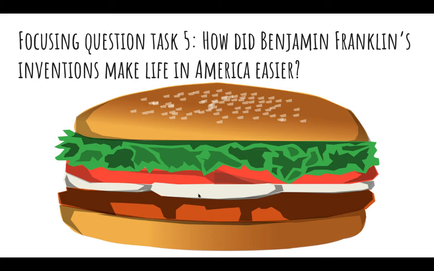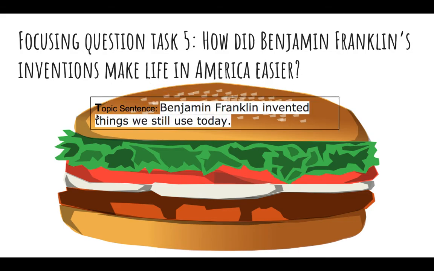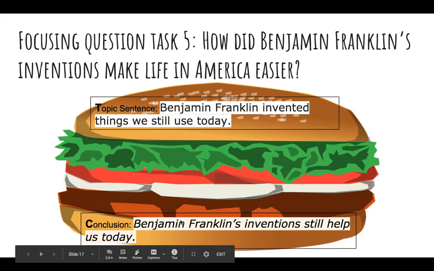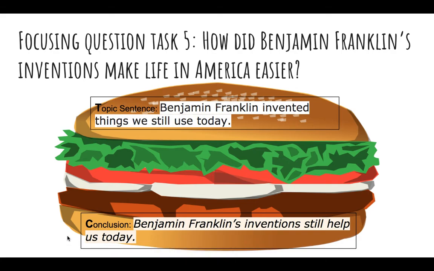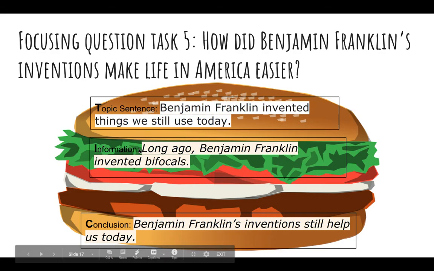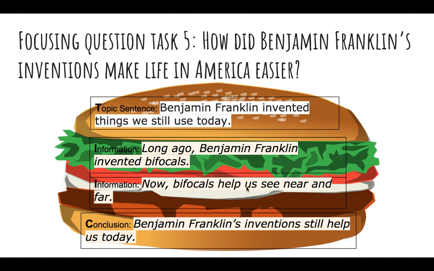So last but not least, here's my topic sandwich, and I'm going to show you what Ms. G is going to be writing about, and then we'll think about tomorrow what it looks like. Topic sentence: Benjamin Franklin invented things we still use today. Conclusion: Benjamin Franklin's inventions still help us today. So we got our buns ready to go. Everyone can write this. Only the information in the middle is what changes for everybody. So Ms. G went with, long ago, Benjamin Franklin invented bifocals. Now, bifocals help us see near and far.